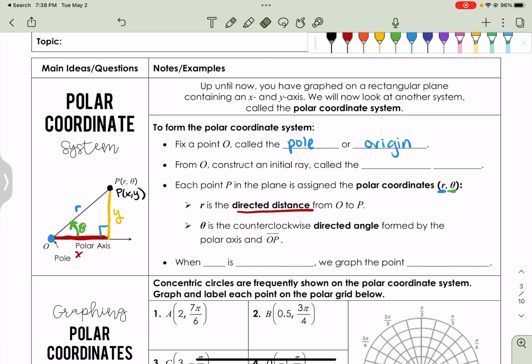We also note that theta is measured in the same way we have all throughout our trig units. Theta is measured in the counterclockwise, that is the positive direction, formed by the polar axis and OP. And so we call that initial ray from O the polar axis. And that's just our positive x-axis where we've started all of our angles during the last 2 units. But now we know it also has a name, the polar axis.